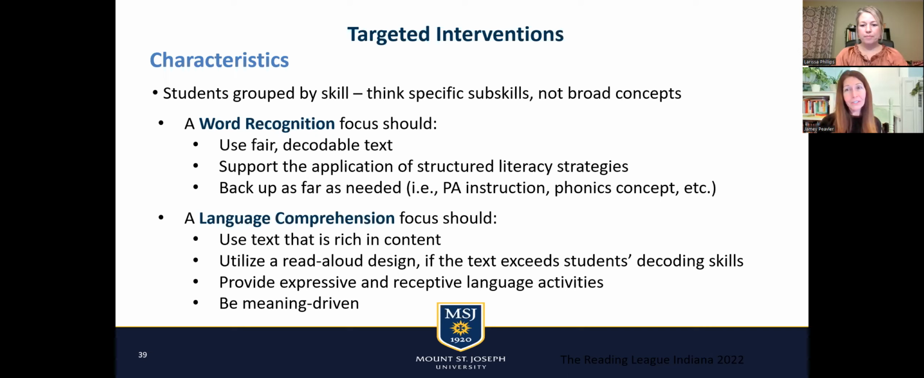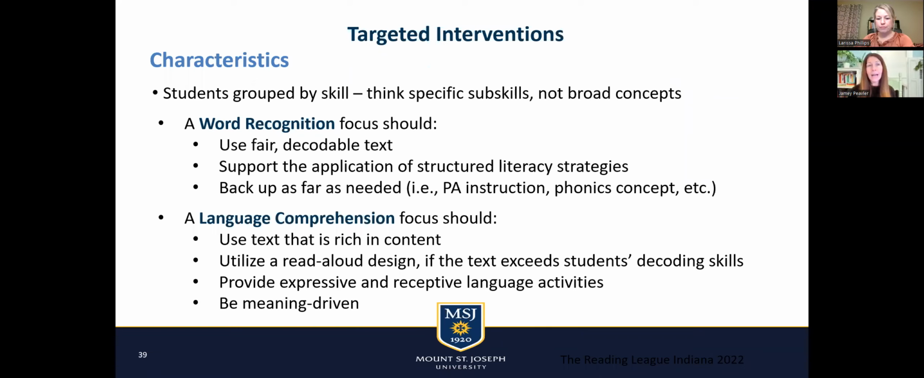So if foundational skills are lacking, we have to fix those first, even if they're not typically considered grade level skills. When you're doing language comprehension as a focus, make sure your text is rich in content. So this is probably not when I want to use decodable text. This is when I want to use something that students can't read, because I want to increase their vocabulary, background knowledge, and the sentence structure that they're exposed to. So that might require more read alouds in that intervention time.